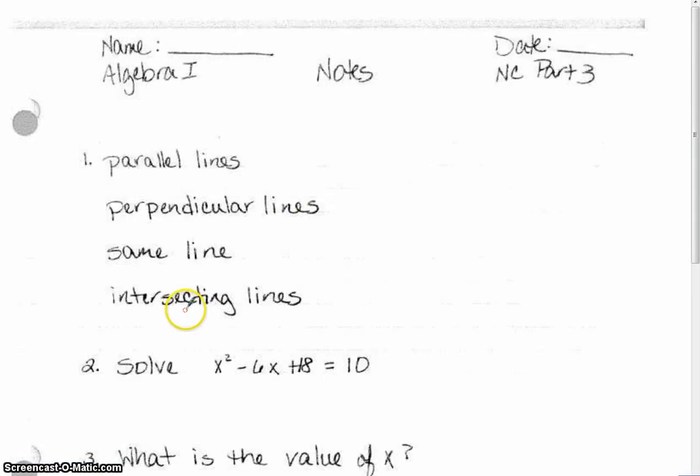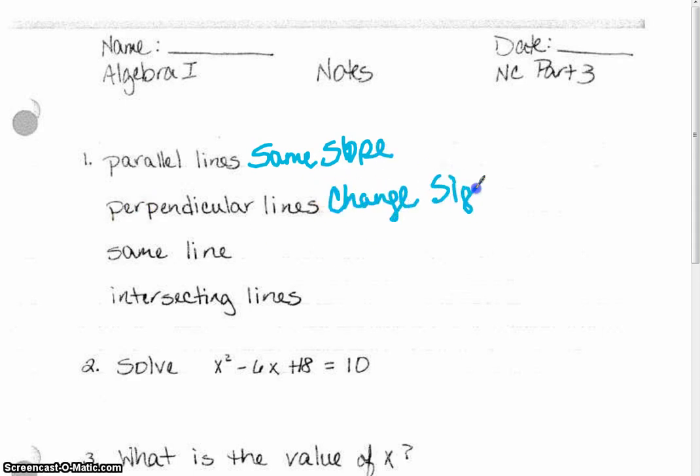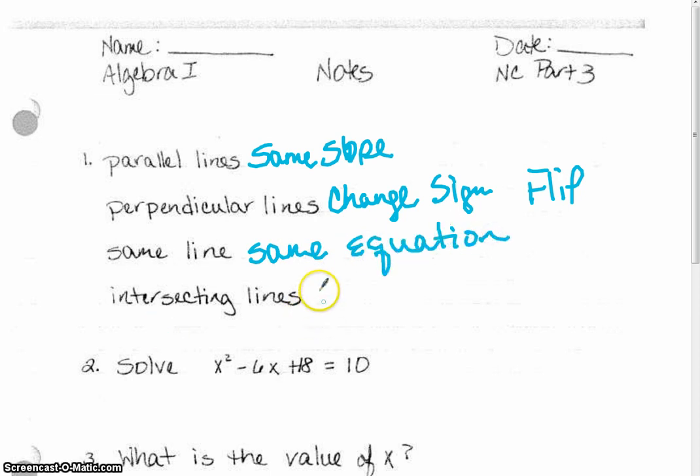Okay, Algebra 1, these are your notes for Part 3 of the North Carolina release test. Something you need to remember as you're working through these problems is that parallel lines have the same slope. Perpendicular lines, you have to change the sign and flip the fraction for the slope. The same line reduces to the same equation, exact same equation. And intersecting lines just have different slopes. Anything with a different slope is going to intersect.